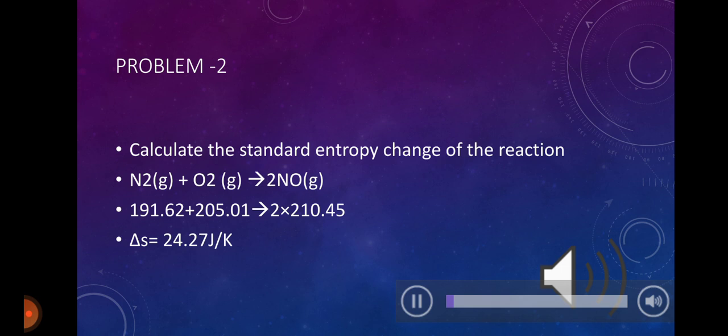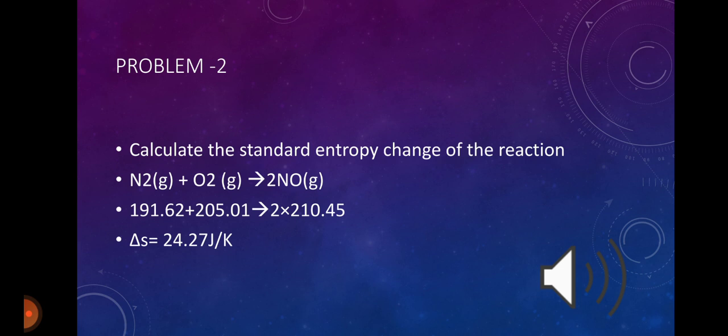One more problem. N2 gaseous plus O2 gaseous gives rise to 2NO. For this reaction, we have to calculate the standard entropy change. From the table, we know that the standard entropy of nitrogen is 191.62 joule per Kelvin, plus O2 gaseous state is 205.01 joule per Kelvin, and that of the product side 2NO, we have to multiply 2 with the standard entropy of NO, 210.45.